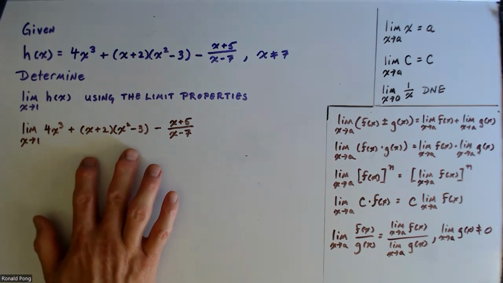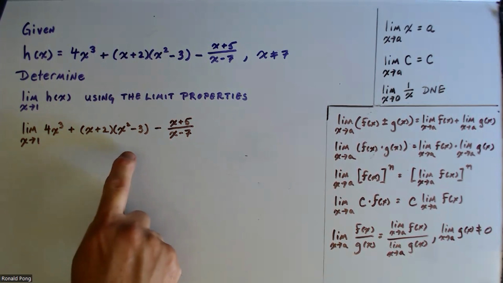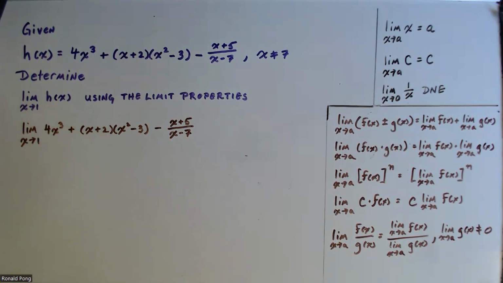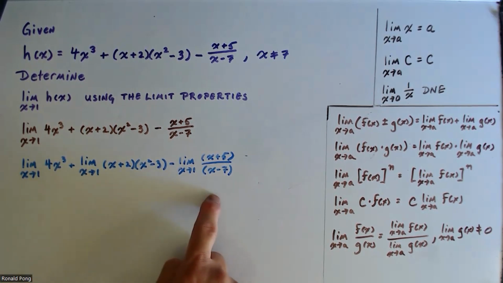Again, I chose not to FOIL out this portion of the problem, x plus 2 times x squared minus 3, so that I could illustrate the product property of limits. The next thing I did was to apply the sum and difference property of limits across the entire expression. So I have a limit of the 4x cubed term, a limit of this product, and a limit of this quotient.